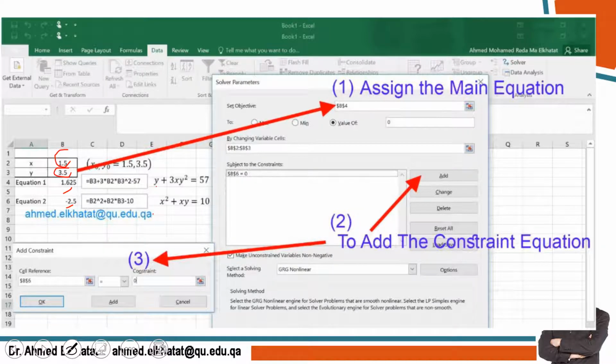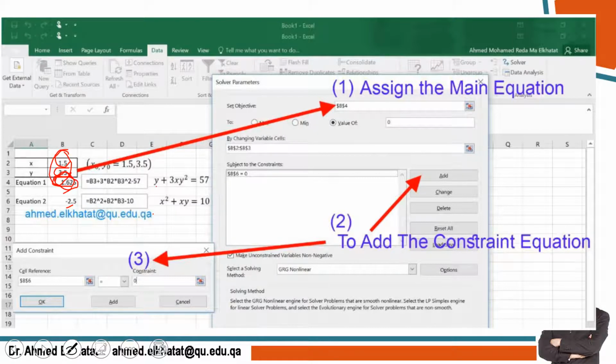For example, equation 1. We want equation 1 to be 0. But we still have equation 2. No problem, I will handle it later. So equation 1 will be 0 by changing the variables B2 and B3. But we still have this one.